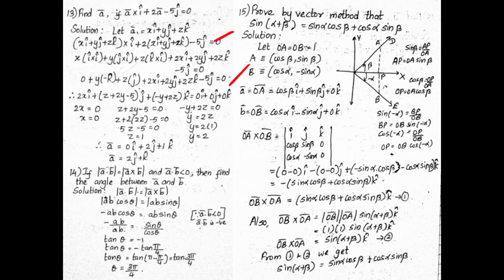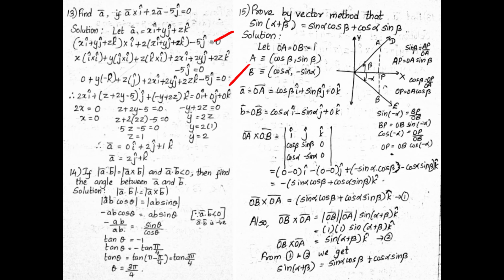Now, the 14th problem. If the magnitude of a vector dot b is equal to the magnitude of a vector cross b, and also a vector dot b vector is less than 0, then find the angle between a vector and b vector. We have to find the angle theta, and the relation between the dot product and cross product is given. Then the dot product of a vector and b vector is negative, this is provided. Okay, see the solution.